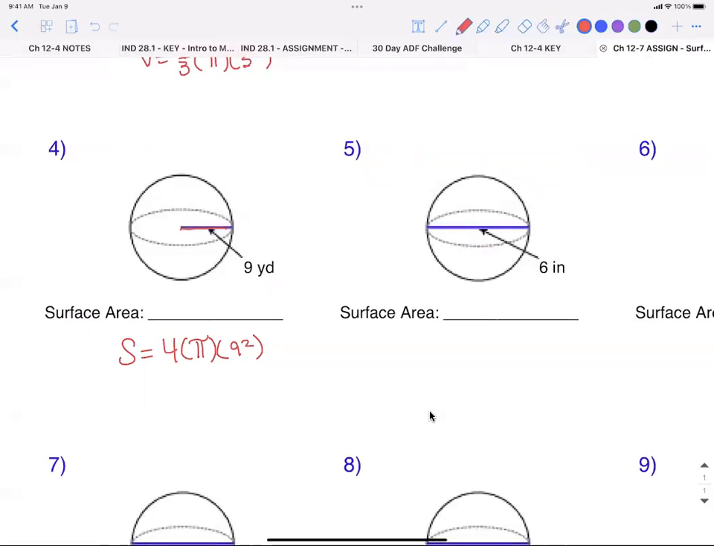And Logan, tell me what you get. 81 is what you get when you square 9, but what do you get when you type in 4 times pi times 81 and round it to the 10th? 0.87, so how would we round the 8? To 9, good. And then Josiah, how would I label this? Good, yards squared.